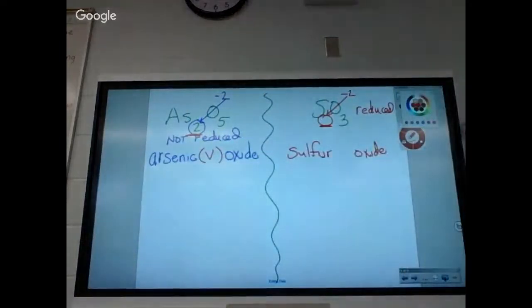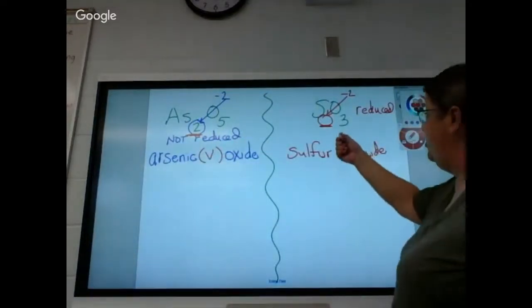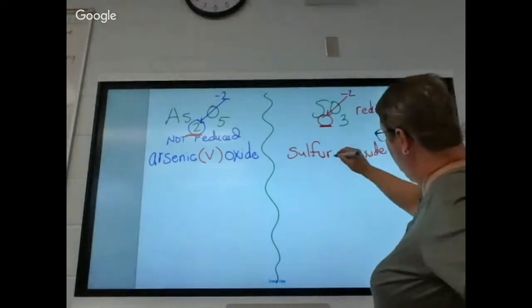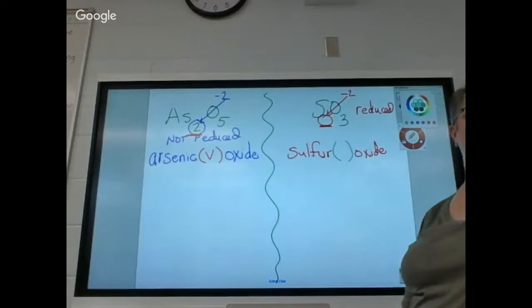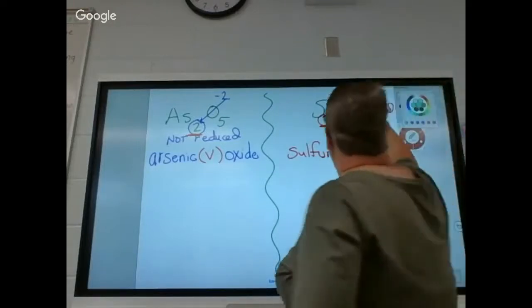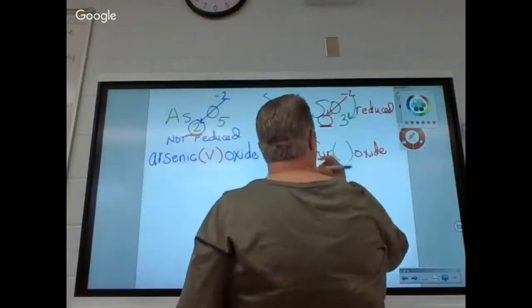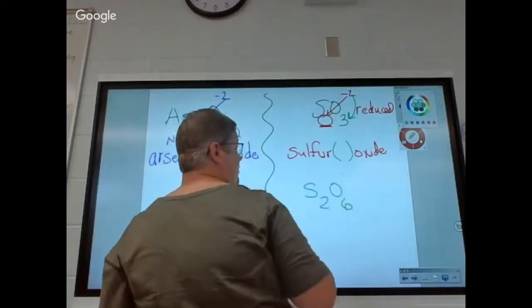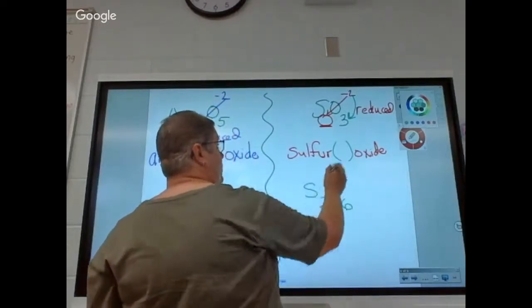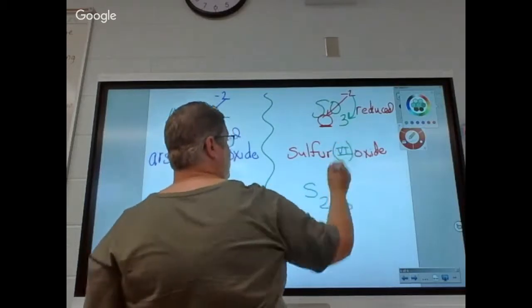Okay. So if this one is reduced, we need the original formula. So what I tell you to do to get the original, take this 2 and multiply it through. So S2O6. So what number came from the sulfur? 6.